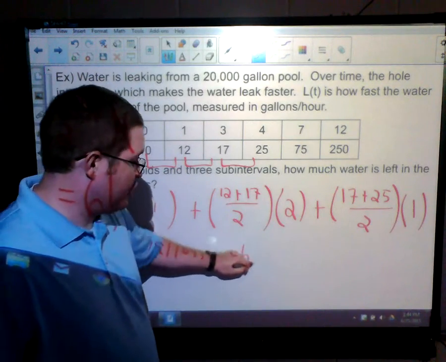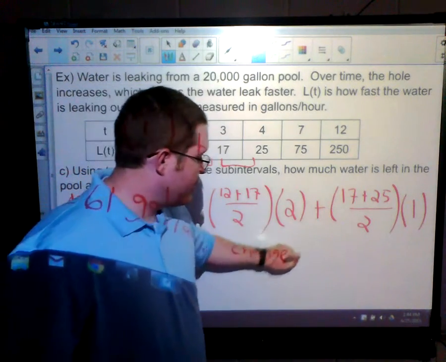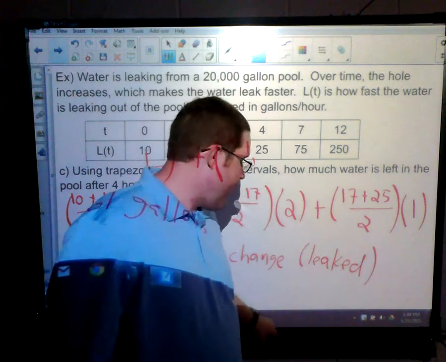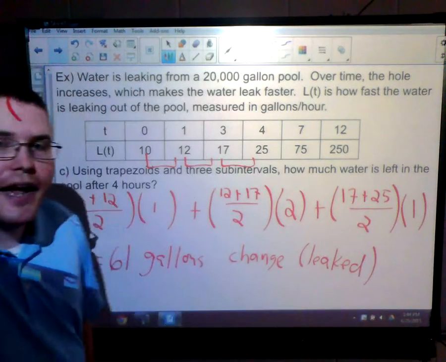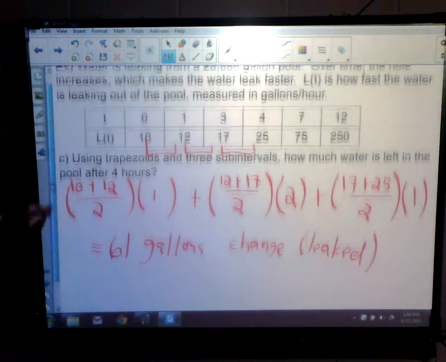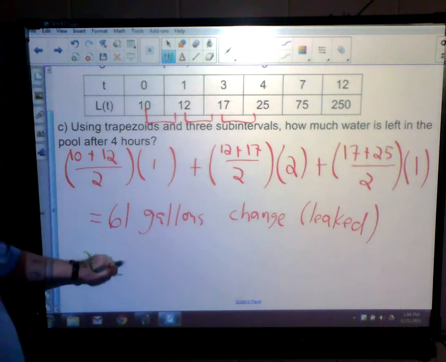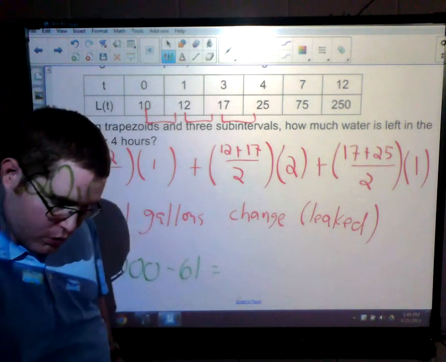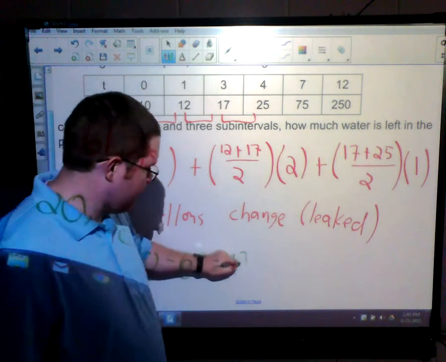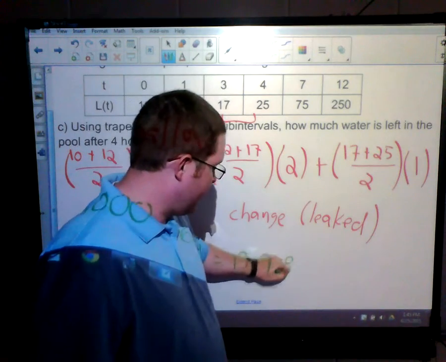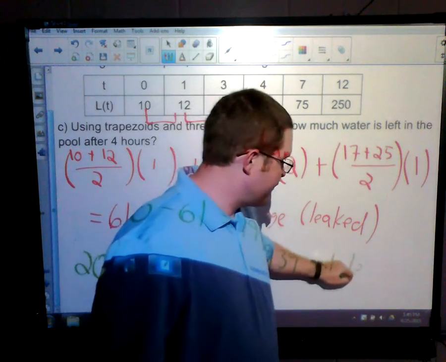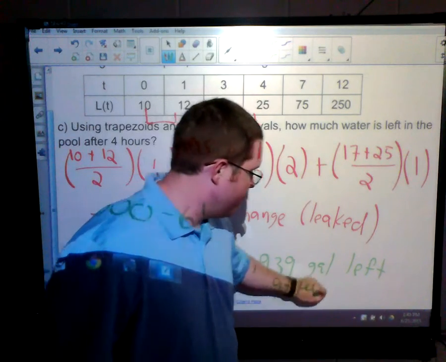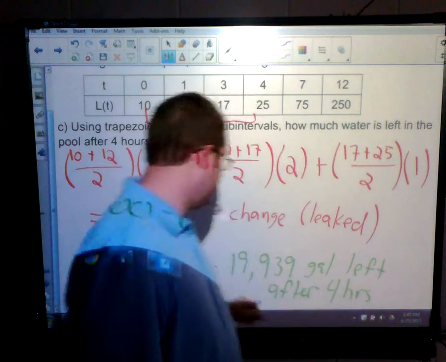That's the change. In other words, that's how much has leaked out. Again, the question did not ask how much was leaked out. It asked how much is left. Well, I started with 20,000 minus 61 gallons is equal to 19,939 gallons left. I should be very specific here. After 4 hours.